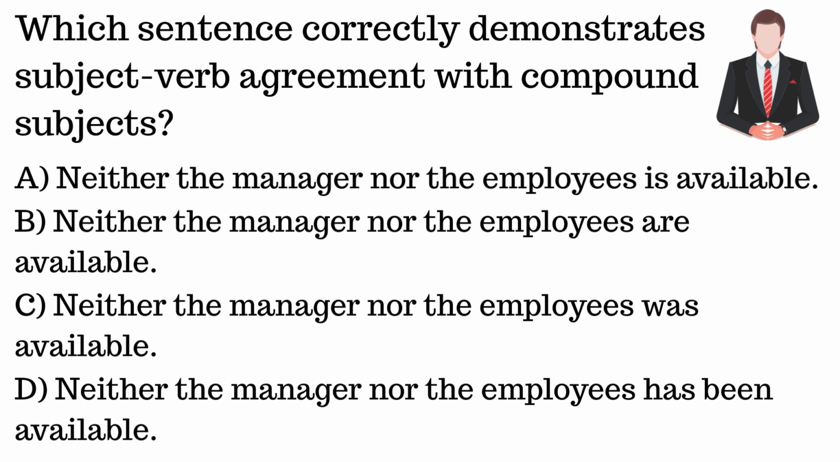Which sentence correctly demonstrates subject-verb agreement with compound subjects? A. Neither the manager nor the employees is available. B. Neither the manager nor the employees are available. C. Neither the manager nor the employees was available. D. Neither the manager nor the employees has been available.